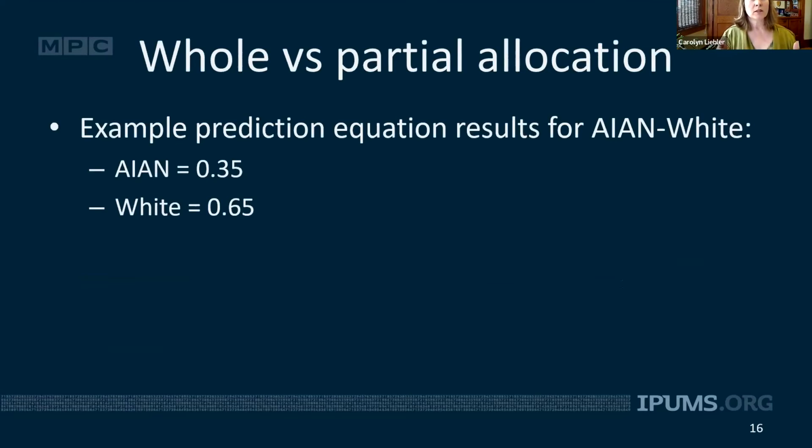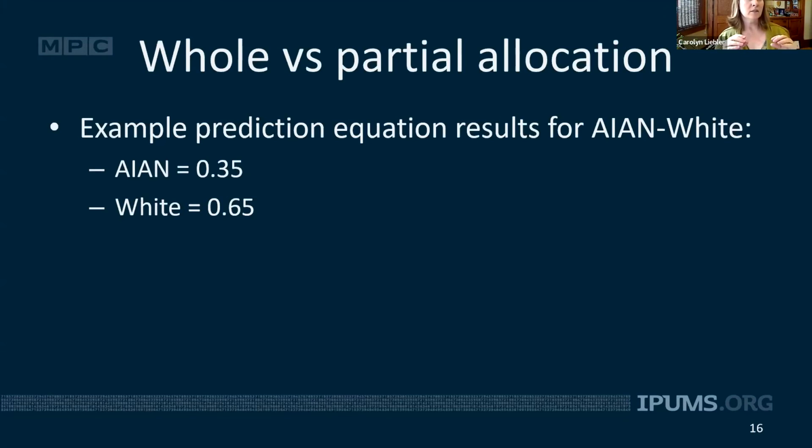So the prediction equations that the National Center for Health Statistics team created: say you have an American Indian and white person, then the prediction equation would take characteristics of that person and characteristics of where they lived and give them a result of 0.35 American Indian, I'm just making this up, for one person, and 0.65 for white. So it's divided across the 2 groups that they reported, and it sums to 1.